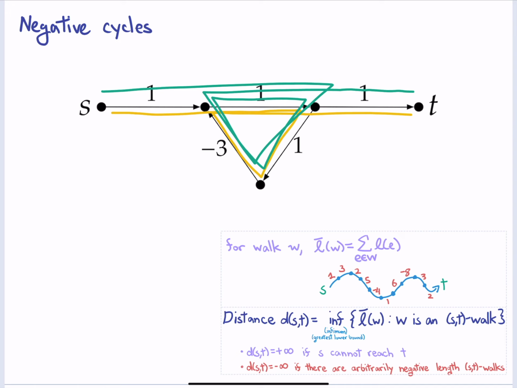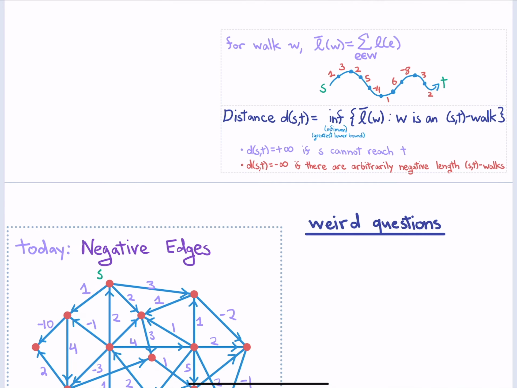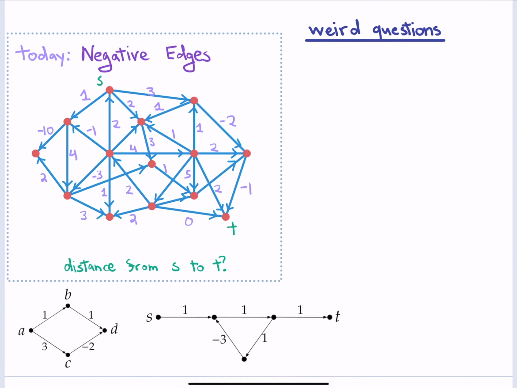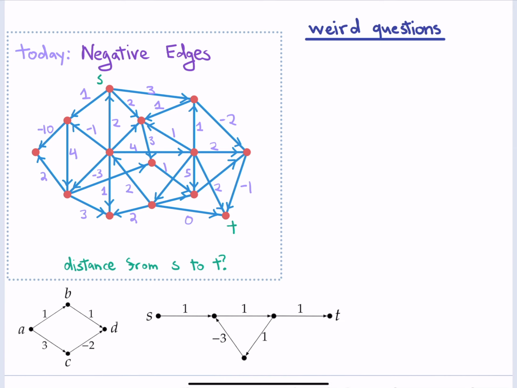Okay, so some of our intuition sort of breaks a little bit. This isn't quite like geometric distances because there's no negative geometric distance and stuff like that, right? But nonetheless, it's also a natural problem. Okay, so in the presence of negative edges, and still wanting to compute distance from S to T, otherwise same question as last time, we get these sort of weird questions, right?